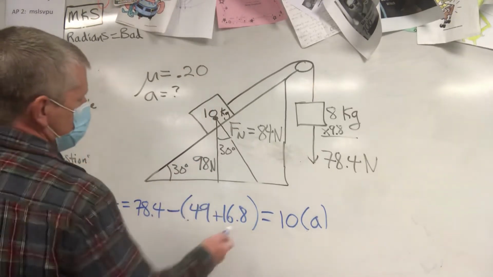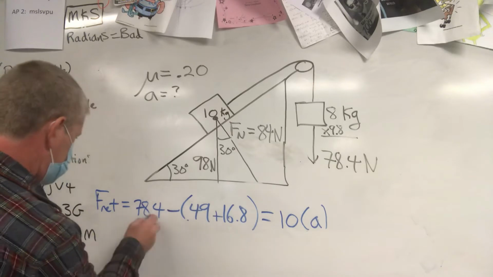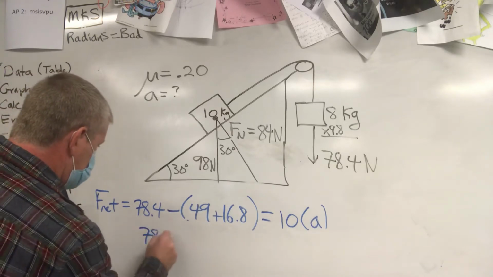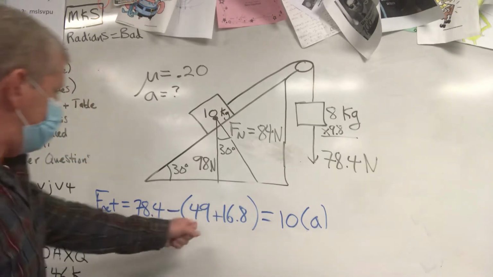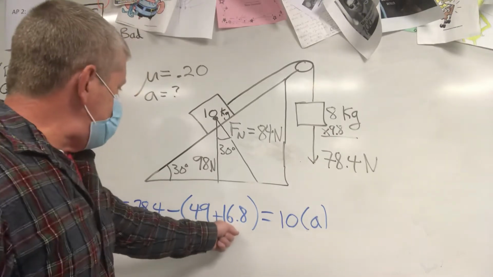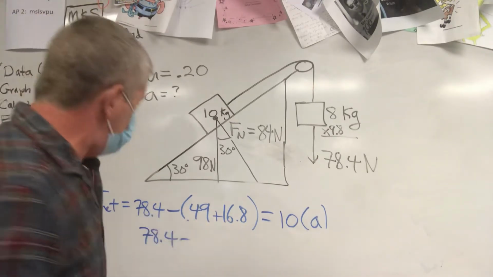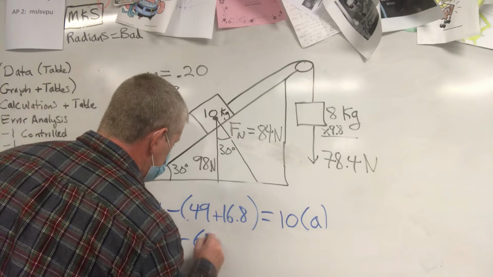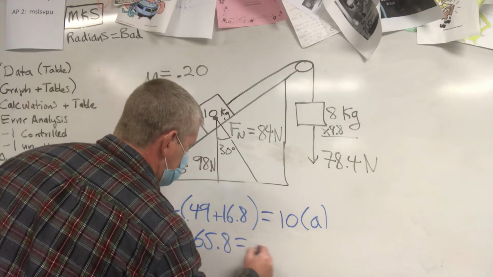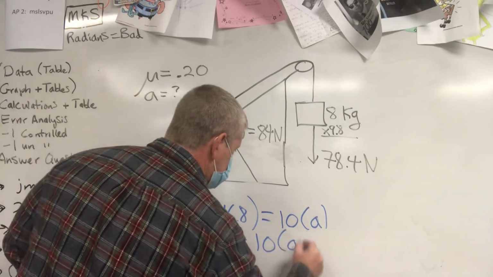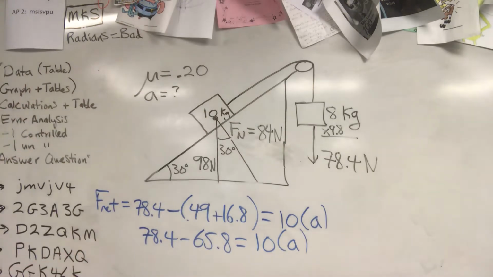So 49 plus 16.8 is 65.8. This is 78.4 minus 65.8 equals 10A. Let's do the math on this.